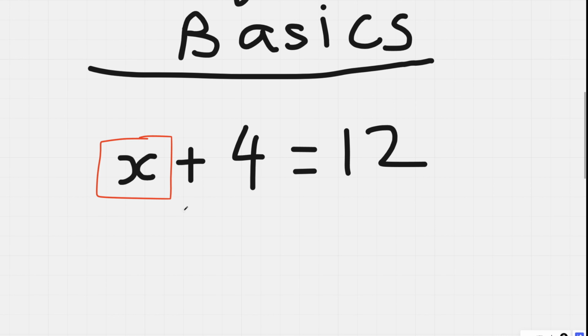Well, we have this extra plus 4 here that I don't want. So, I'm just going to subtract it, right? The opposite of addition is subtraction. So, I'm going to subtract 4 from this side. And what I do to one side, I have to do to the other side. So, since I subtracted 4 from this side, I'm going to subtract 4 from this side as well.